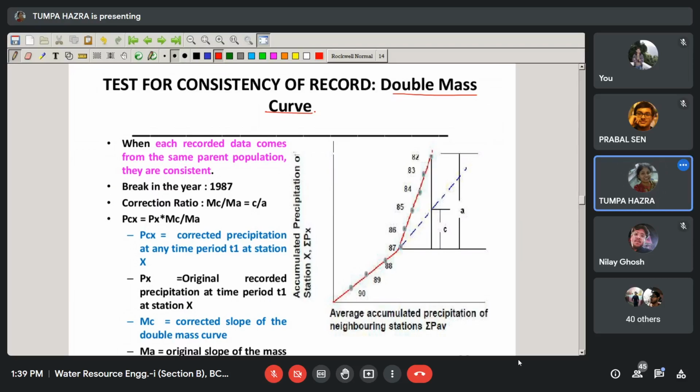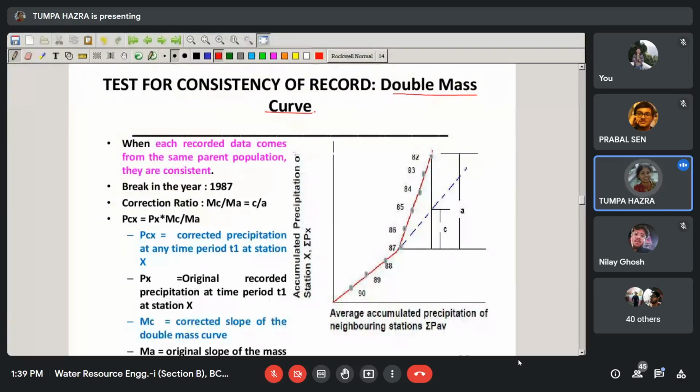To check the consistency of data of a particular station, you have to collect the data of some neighboring stations also. And first I should tell why inconsistency will occur.